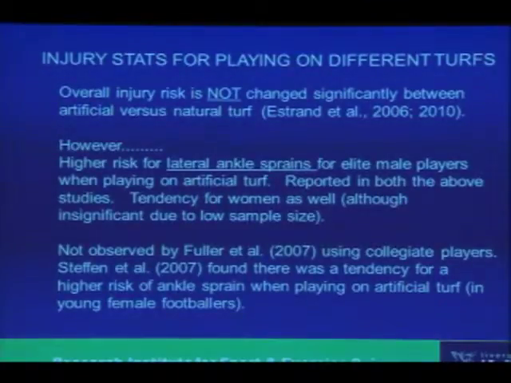To present the flip side, there was a study by Fuller who found in collegiate level players that there was no significant injury risk difference. However, Stefan, in 2007, found there was a tendency for higher risk of ankle sprain when playing on artificial turf. So there's some evidence, some indications that there's a greater risk of injury.